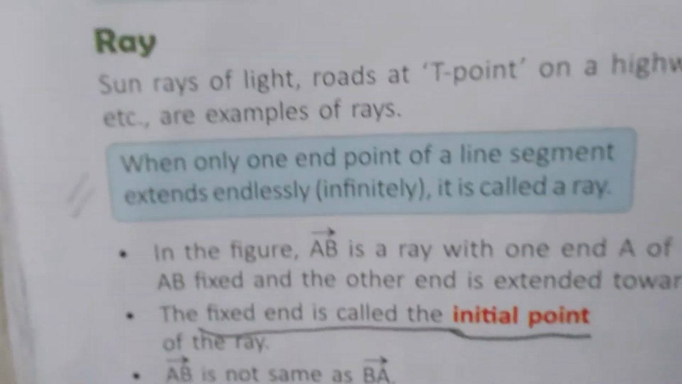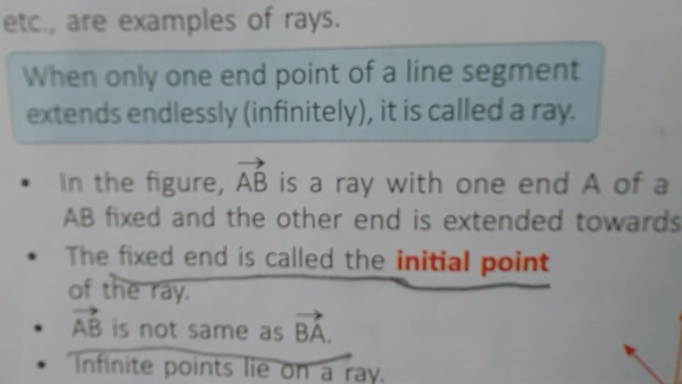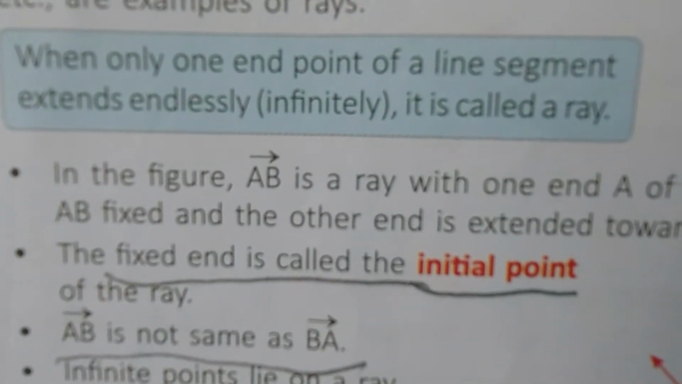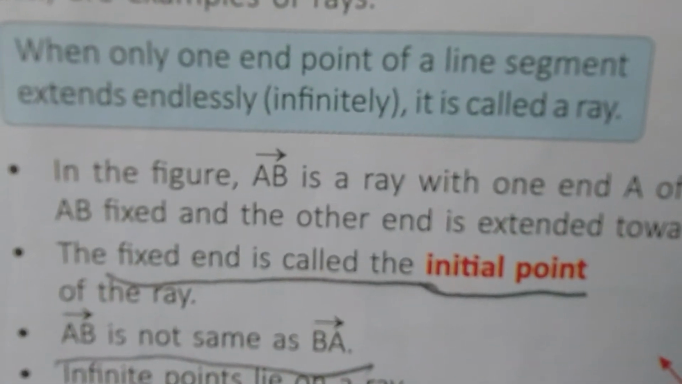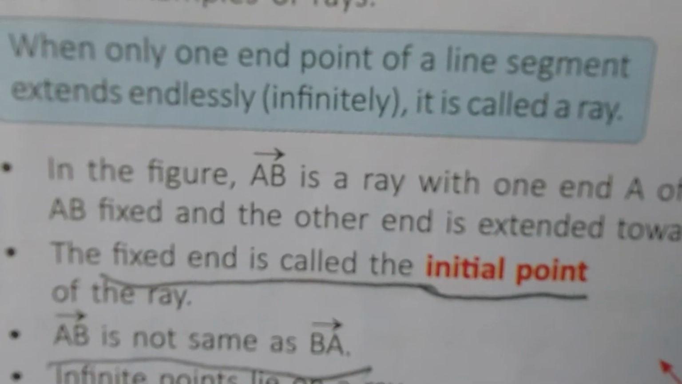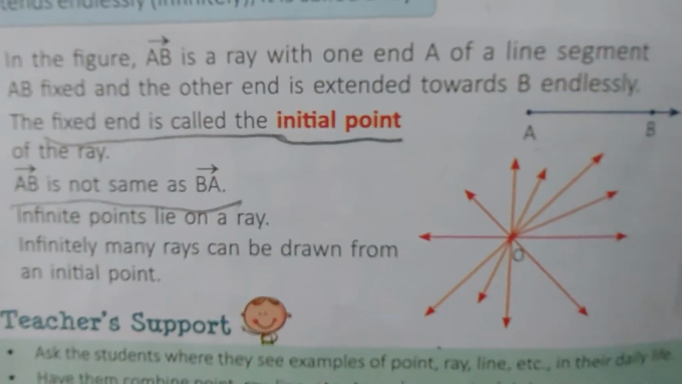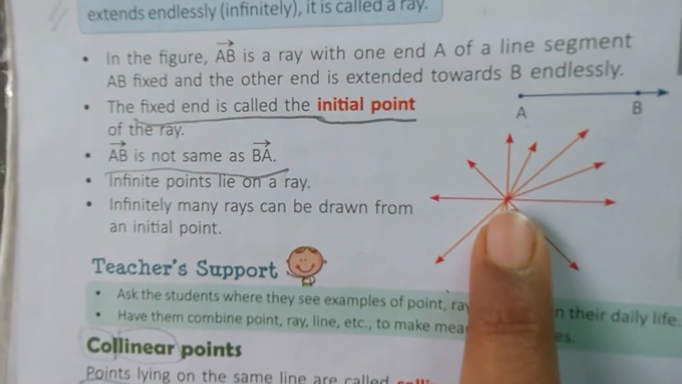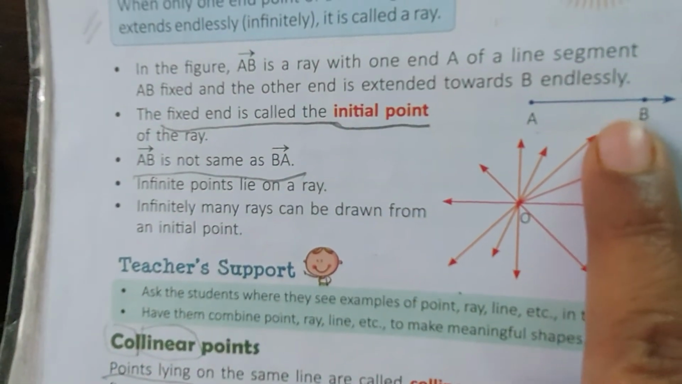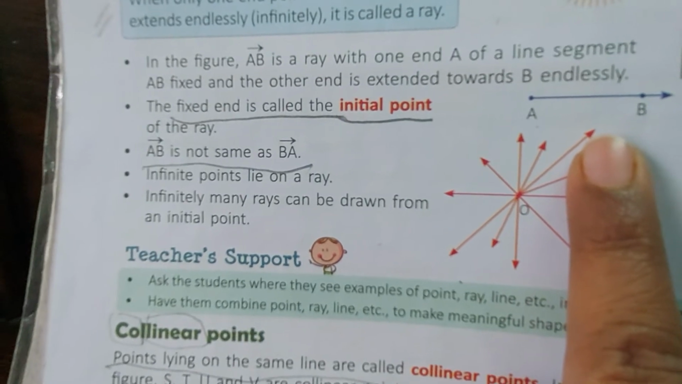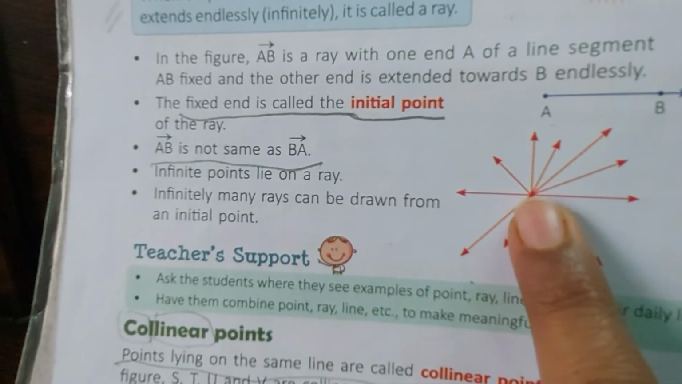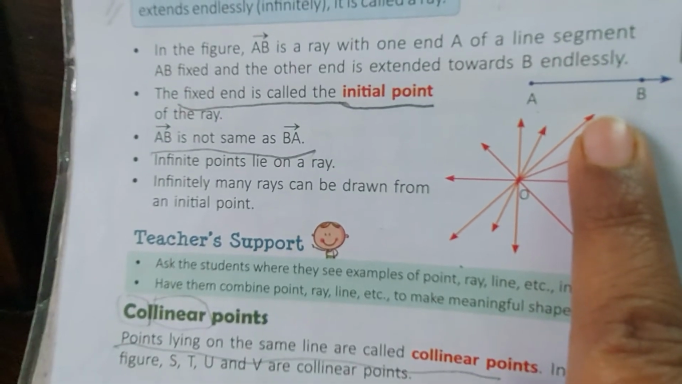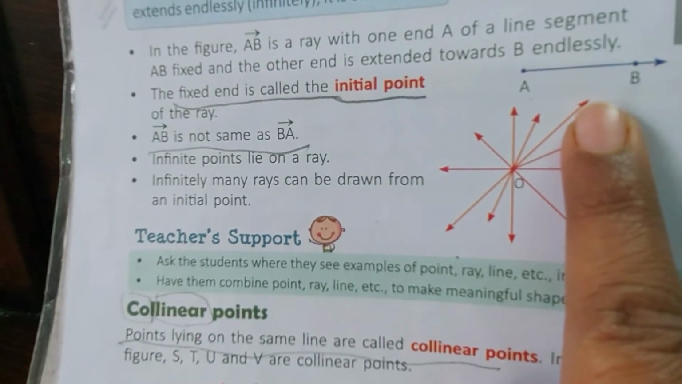Next is a ray. When only one endpoint of a line segment extends infinitely, it is called a ray. Here we have the figure. It shows one fixed point O and another part is shown by an arrow. O means we have a fixed point and the arrow means it extends infinitely in one direction.